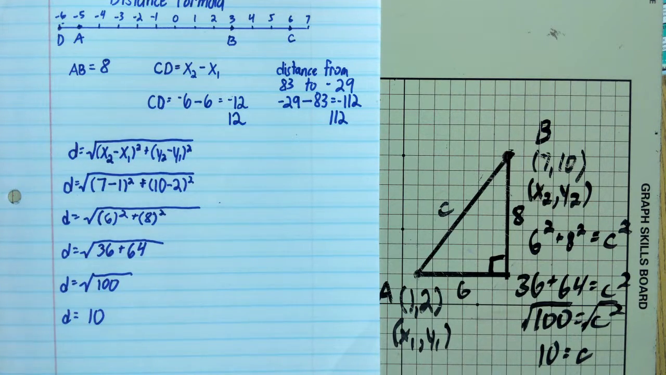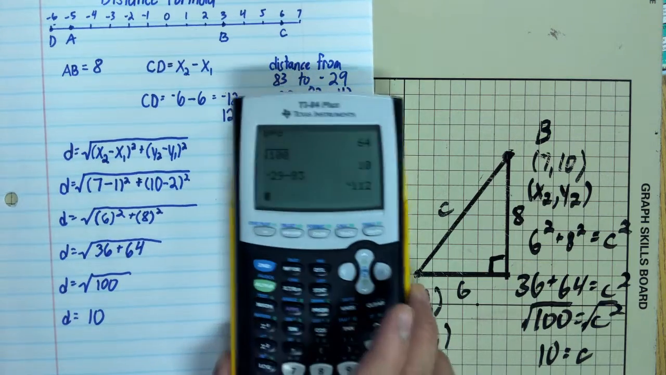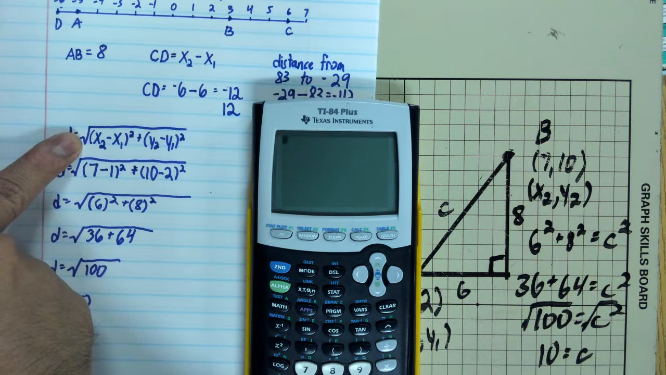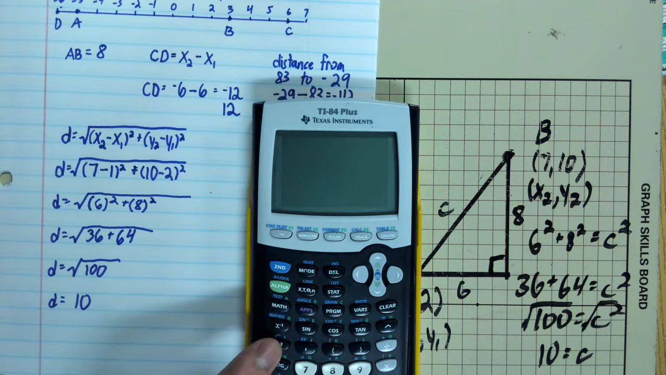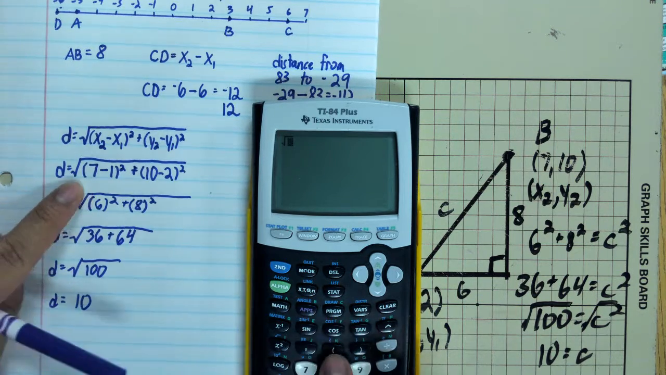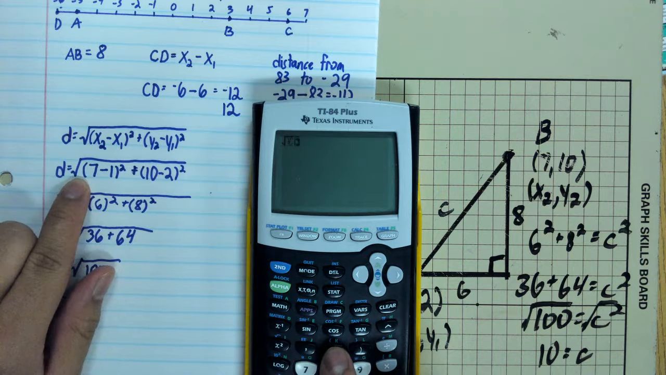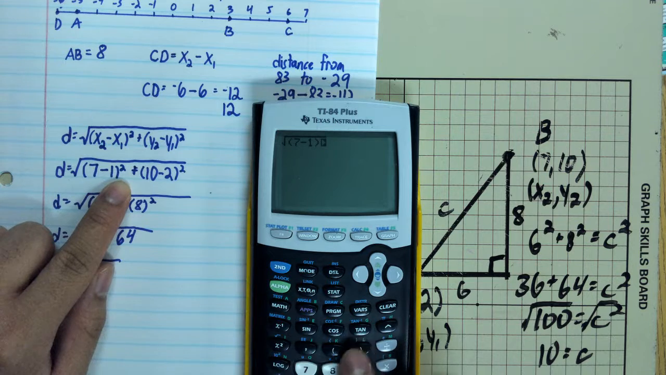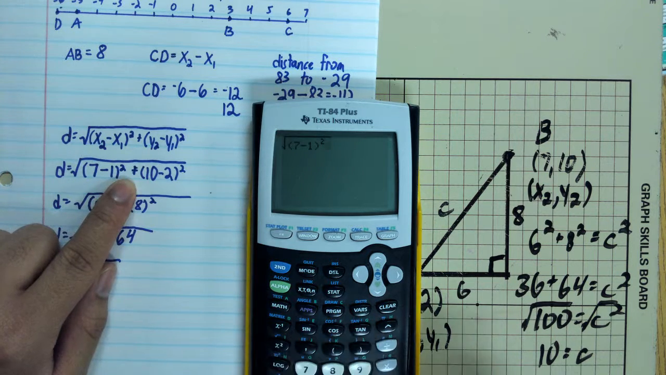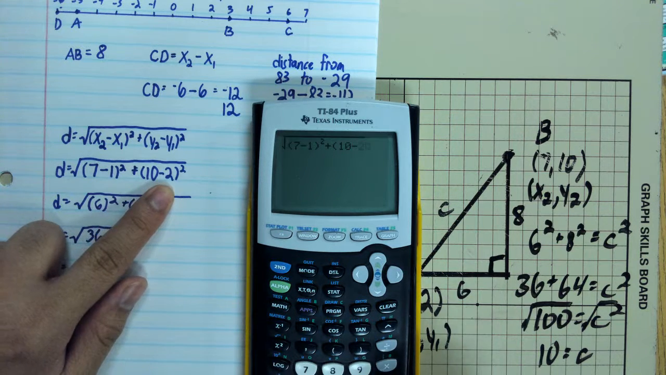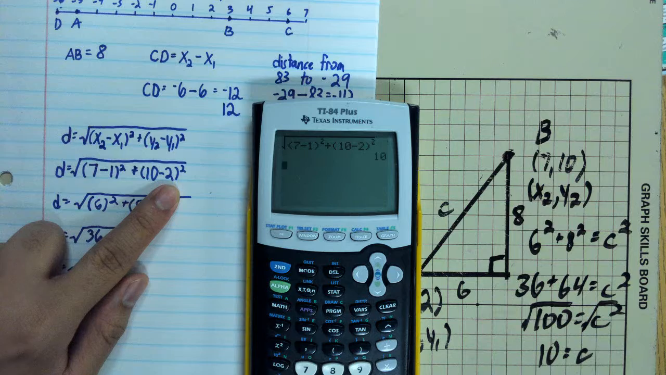Last thing I'm going to show you is how to type the distance formula all in one line on the calculator. We start with the square root. Again, that's second x squared. And you type in the formula as you see it. Moving from left to right: parentheses, 7 minus 1, close parentheses, squared, plus, open parentheses, 10 minus 2, close parentheses, squared. And the calculator will give you that answer.